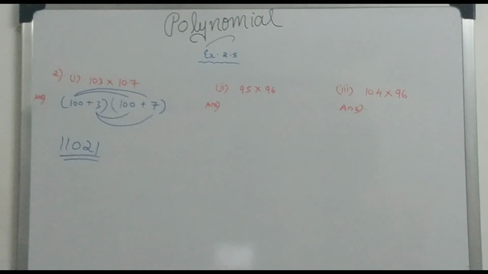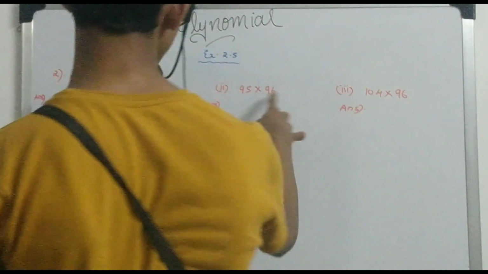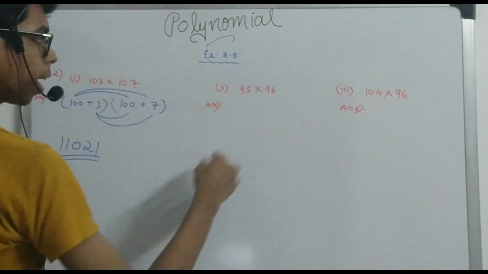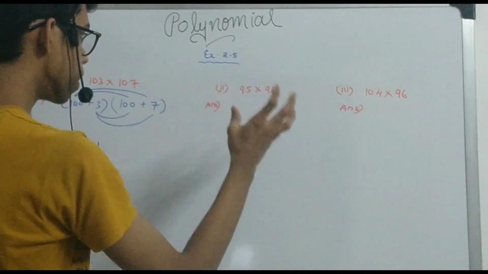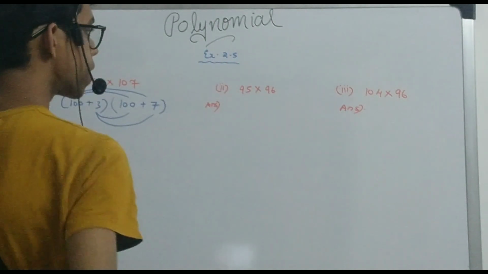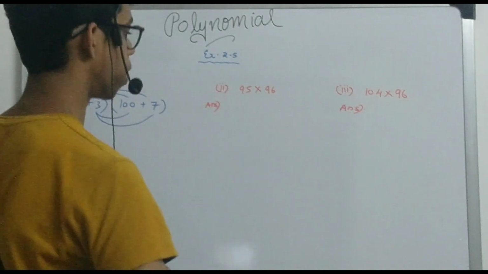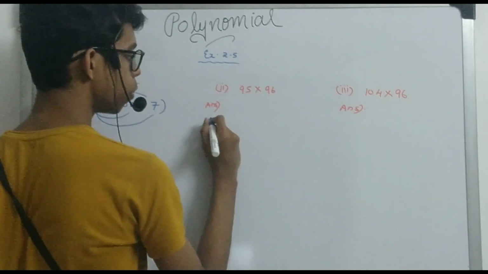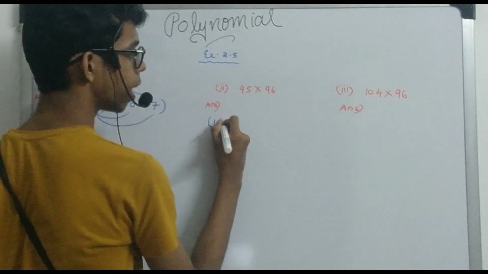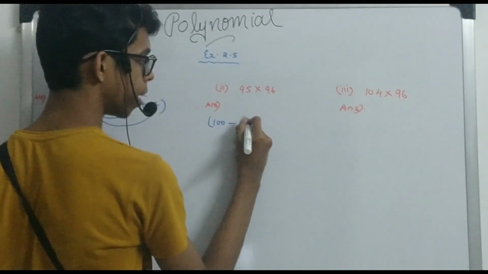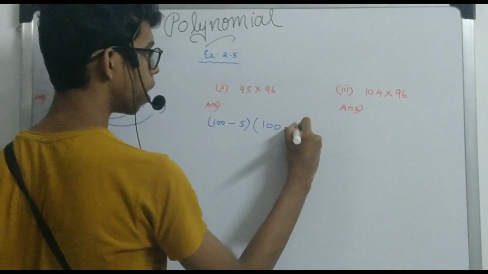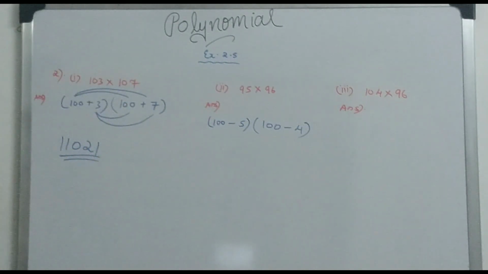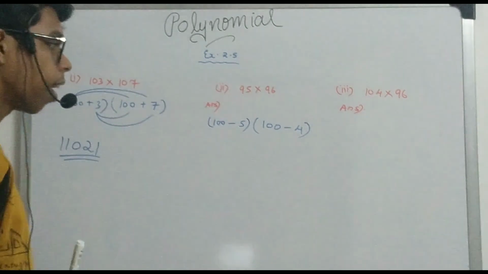Now let's do the second one, which is 95 into 96. Here just see whether the given numbers are close. We can see that 95 is close to 100. So how can I write 95 in terms of 100? I can write it as 100 minus 5, isn't it? Similarly, 96 I can write as 100 minus 4. First of all, I split it and wrote it.